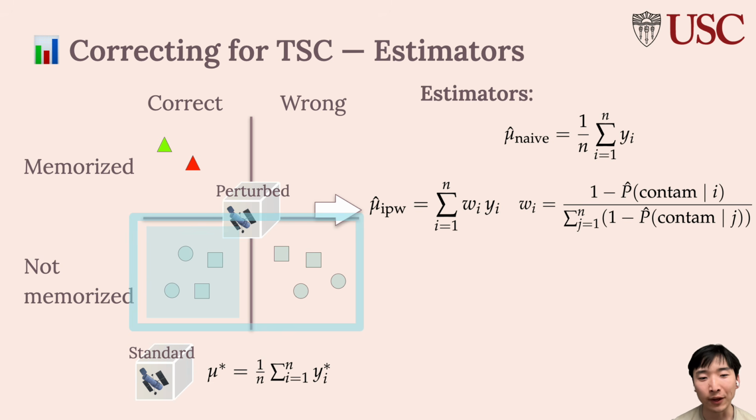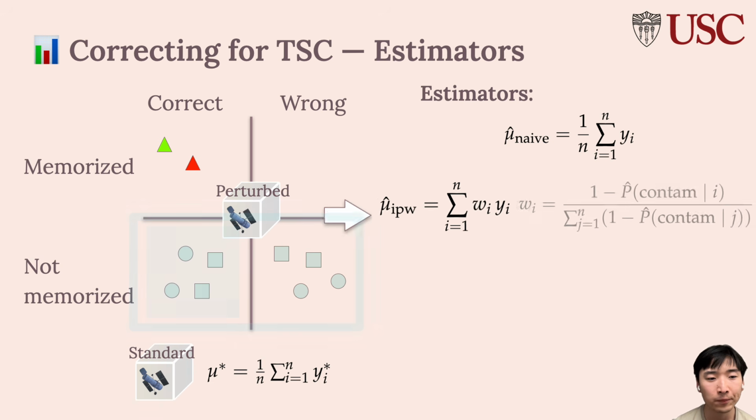The inverse propensity weighting estimator, or IPW estimator, tries to drop items that are contaminated, as decided by a memorization predictor P contam I, given I. We will define the memorization predictor later. An IPW estimator is often used in causal analysis, and we take inspiration from there.